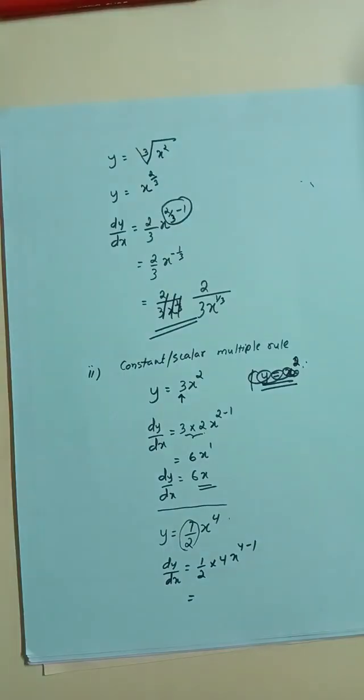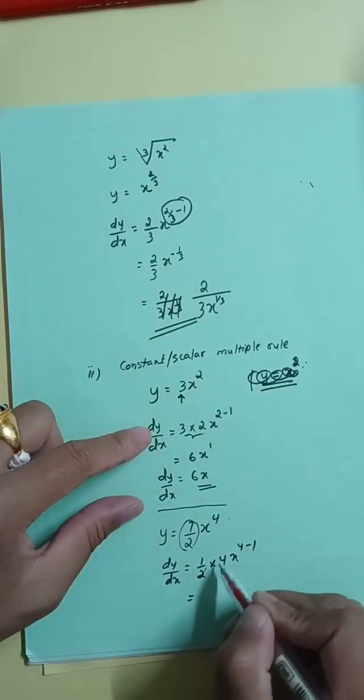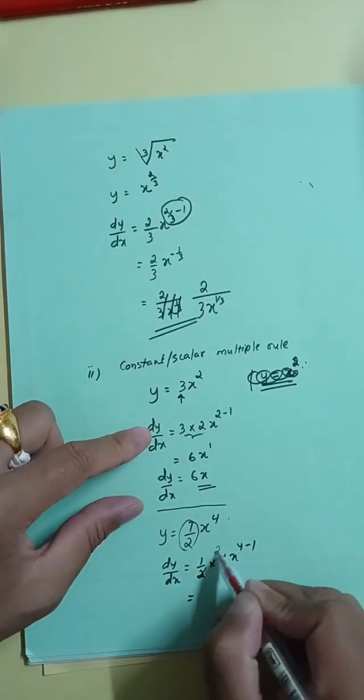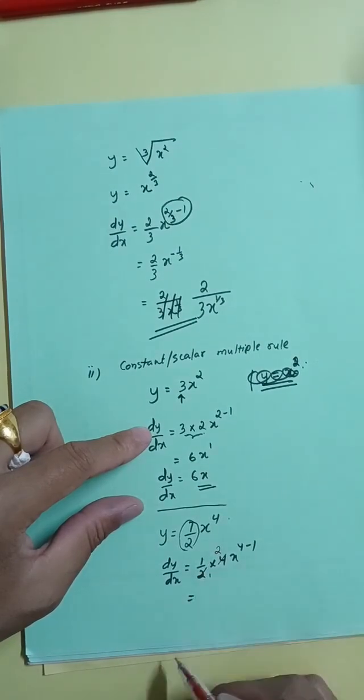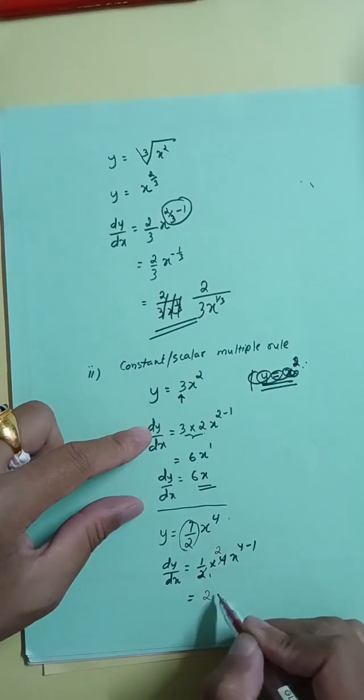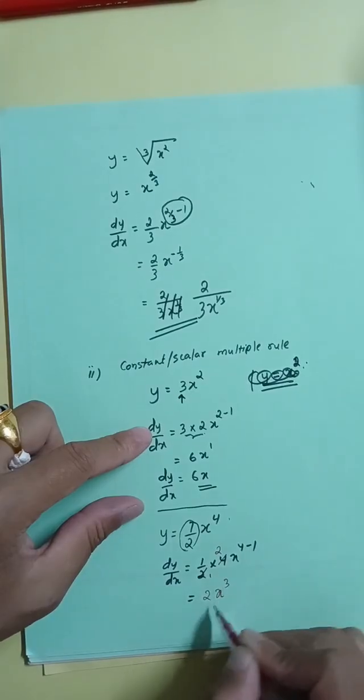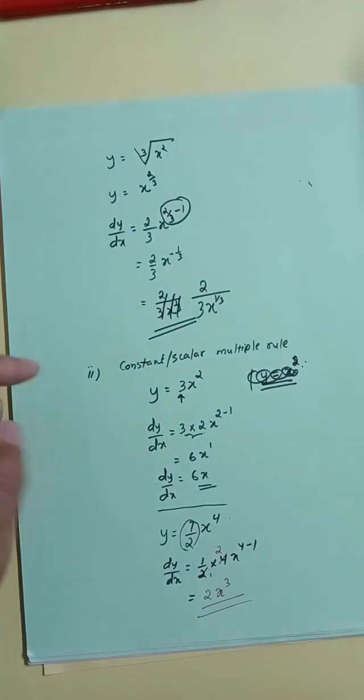Cancel, cancel. 2 times 1 is 2, 2 times 2 is 4. 1 is 2 divided by another 1, so 2 times x raised to 4 minus 1 is 3. So this is my derivative: 2x cubed.